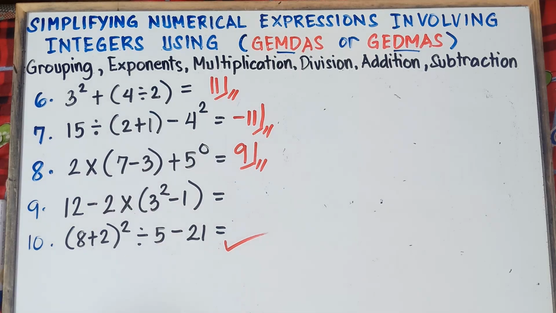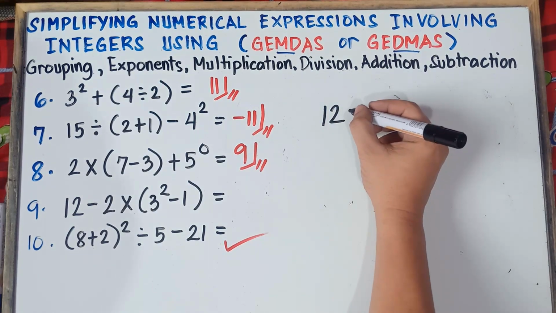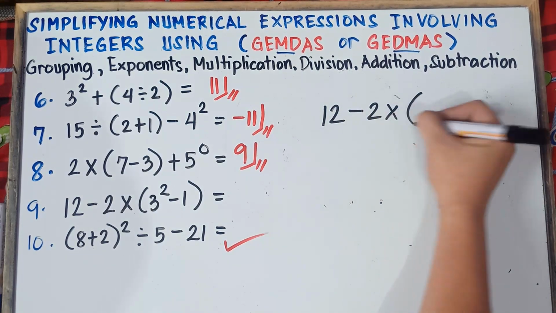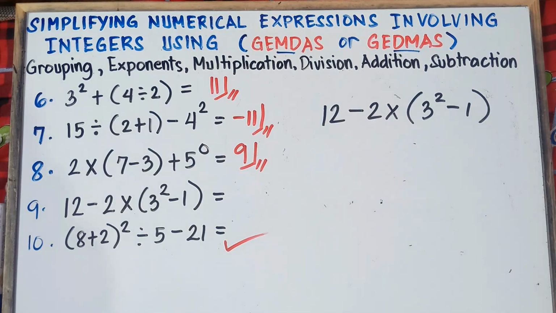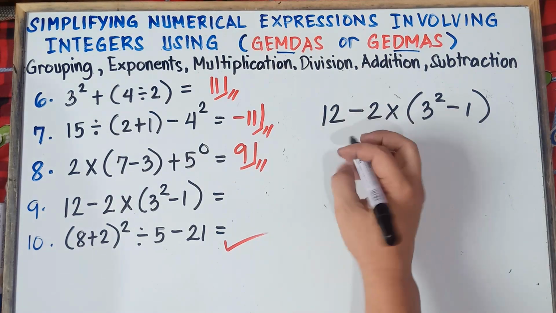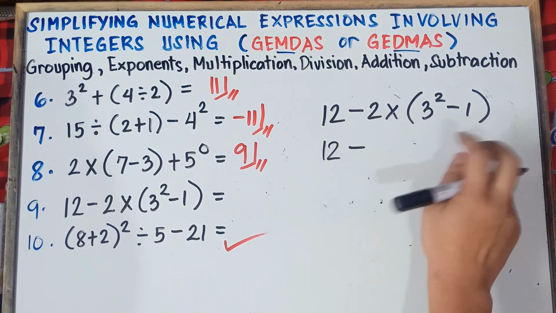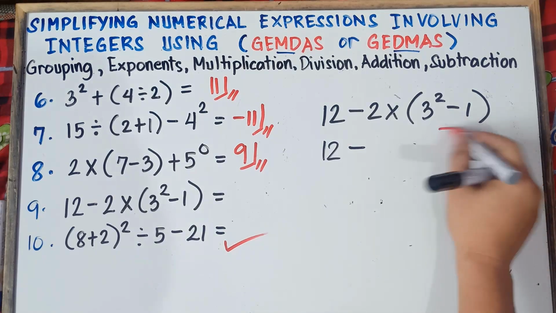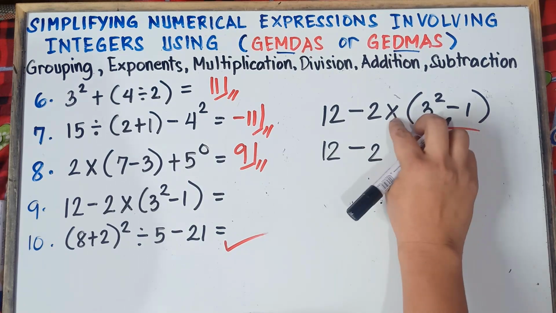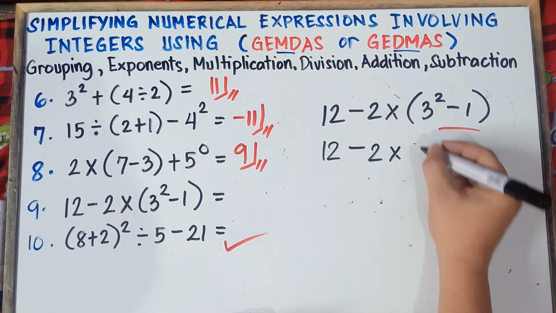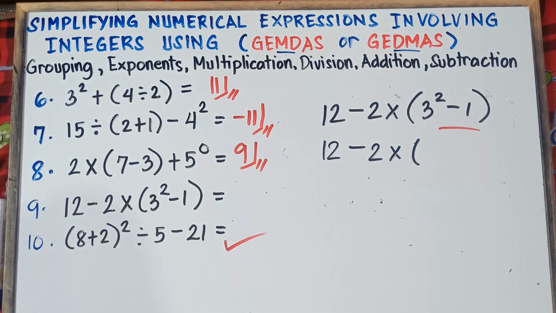Alright, so last example, class, example number 9. Let me copy the expression: 12 minus 2 times, open parenthesis, 3 raised to the power of 2 minus 1, close parenthesis. Alright, so copy 12, copy the minus sign. Once again, class, do not subtract this one. Simplify this one first, inside the parenthesis. So copy 12, copy the minus sign, copy 2, copy the multiplication sign. Simplify this one first, 3 squared. What's the answer, class? 3 squared, that would be 9.